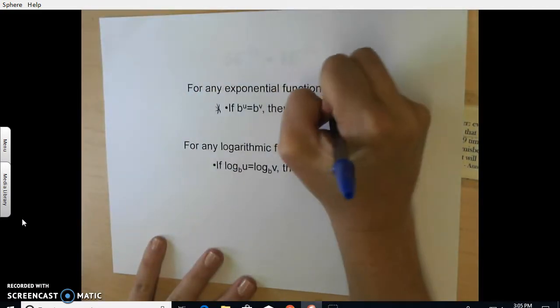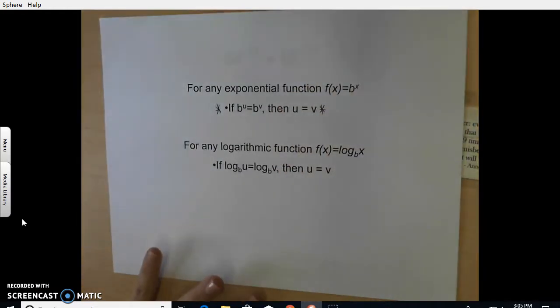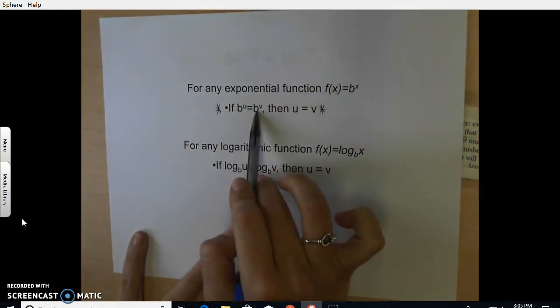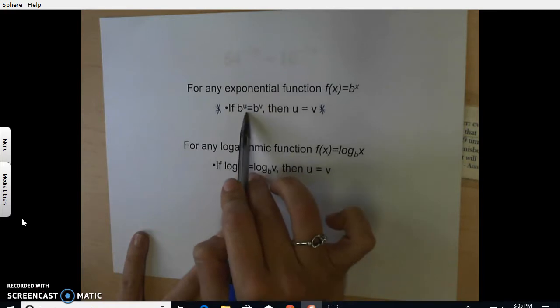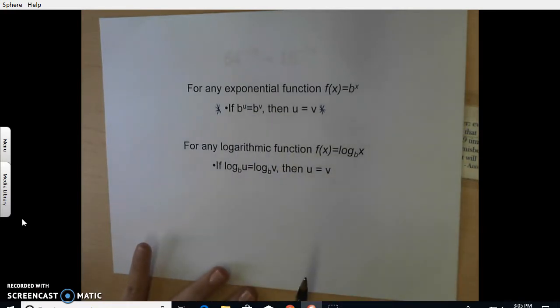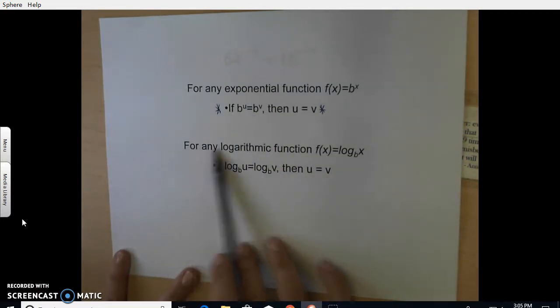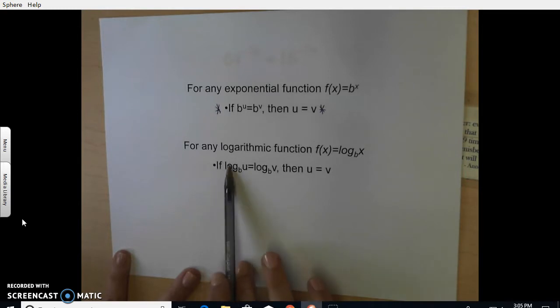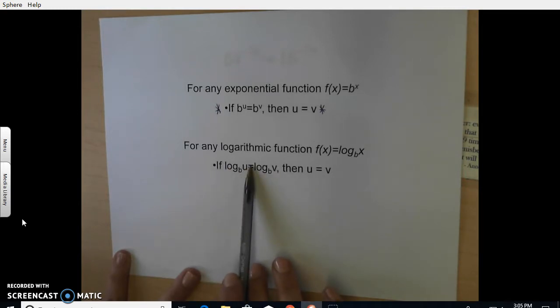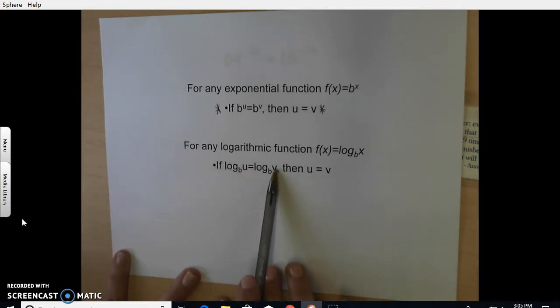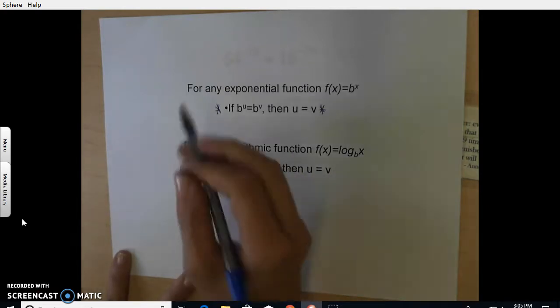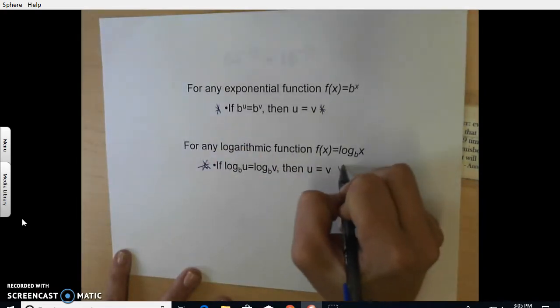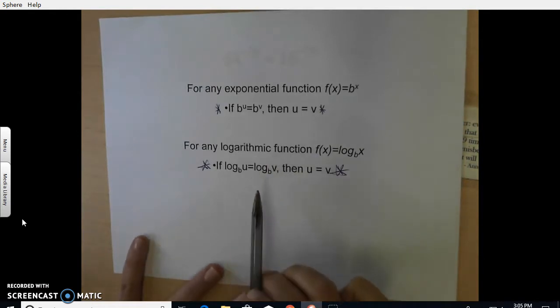So here, what is that saying? The same base raised to exponents equal to each other, the exponents are equal to each other. For any logarithmic function, f of x is equal to log base b of x. If we have log base b of u is equal to log base b of v, then u equals v once again. So we need to write those down.